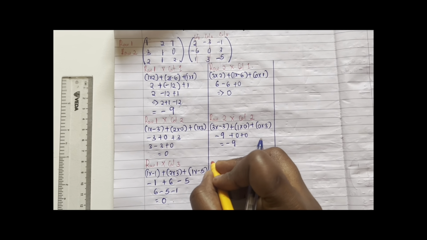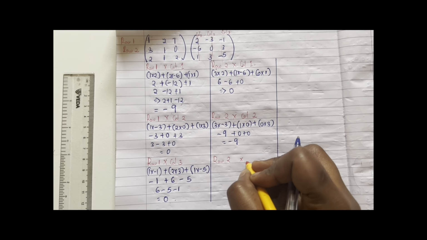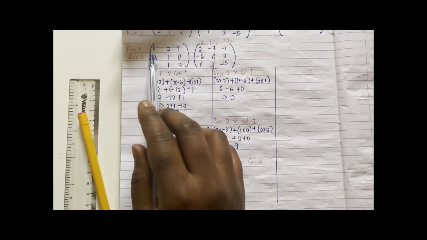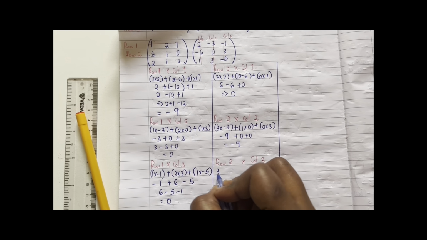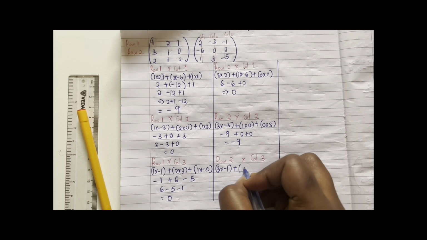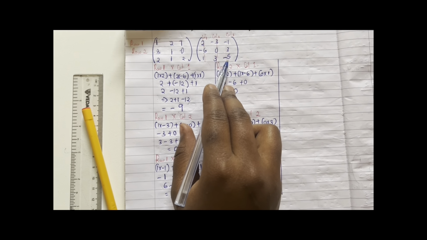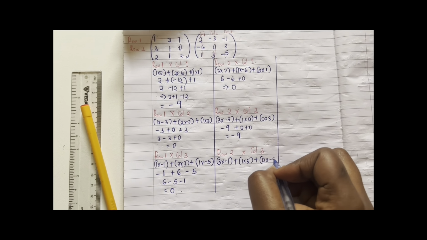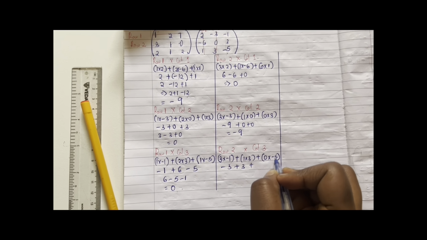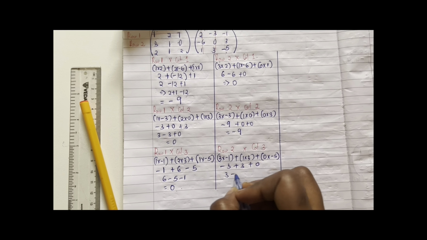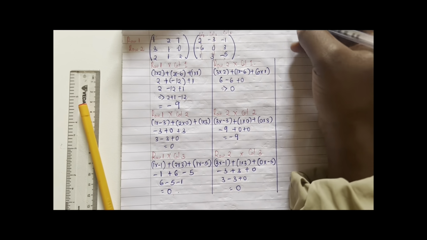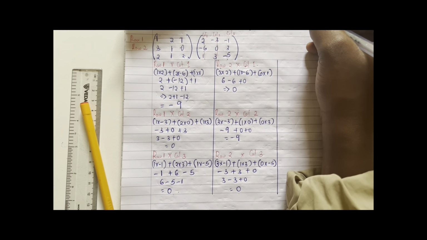Then move to row 2 times column 3. Now 3 times negative 1 plus 1 times 3 plus 0 times negative 5. So here we'll have 3 times negative 1 is negative 3 plus 3 plus 0 times negative 5 is 0. So that will be 3 minus 3 plus 0, that is 0. So we have 0, negative 9, and 0 as our second row of the answer.